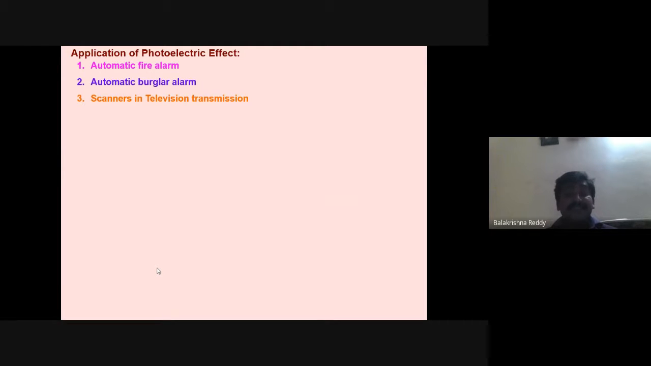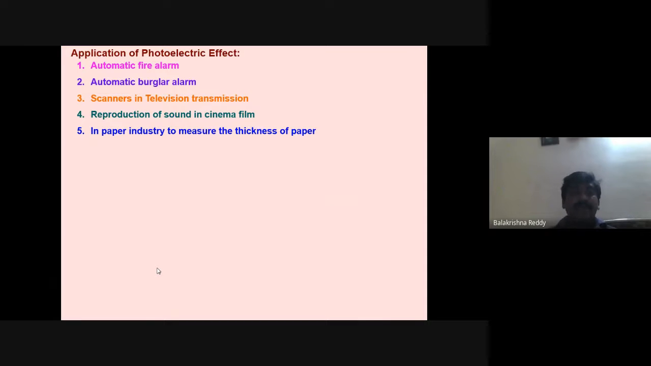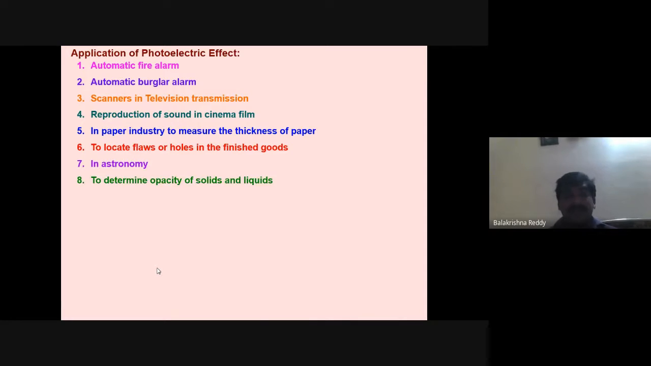Scanners in television transmission also use the photoelectric effect. It is useful in reproduction of sound in cinema films and editing of sound. The paper industry uses it to measure the thickness of paper, and to locate flaws or holes in finished goods. It is also used in astronomy, and to determine the opacity of solids and liquids.